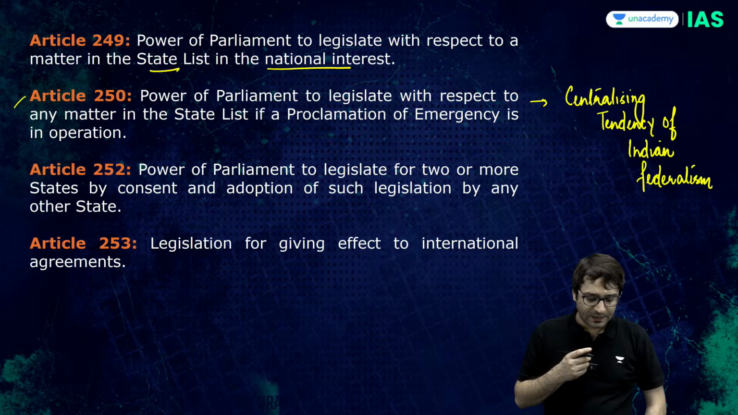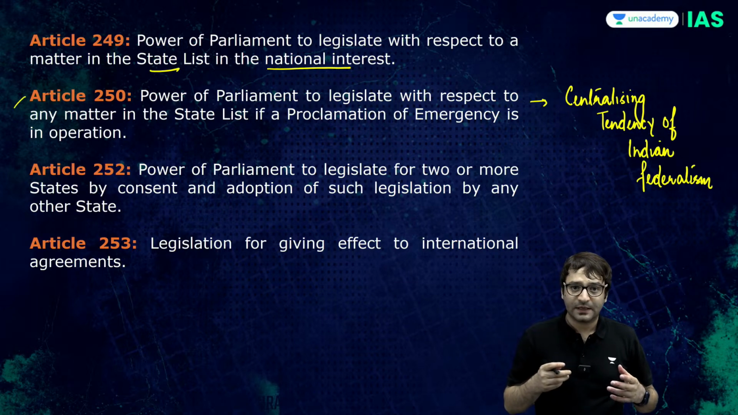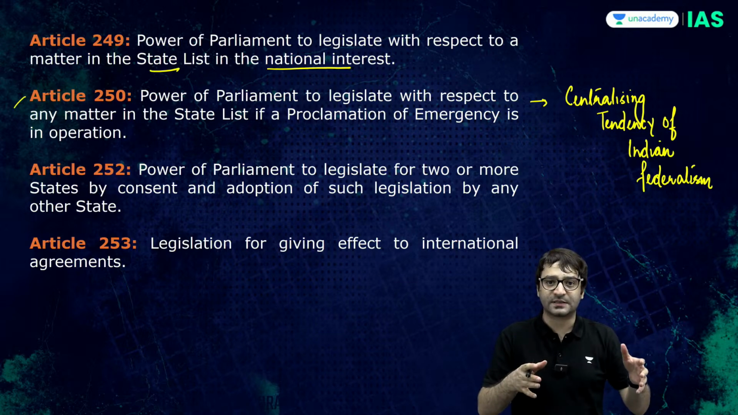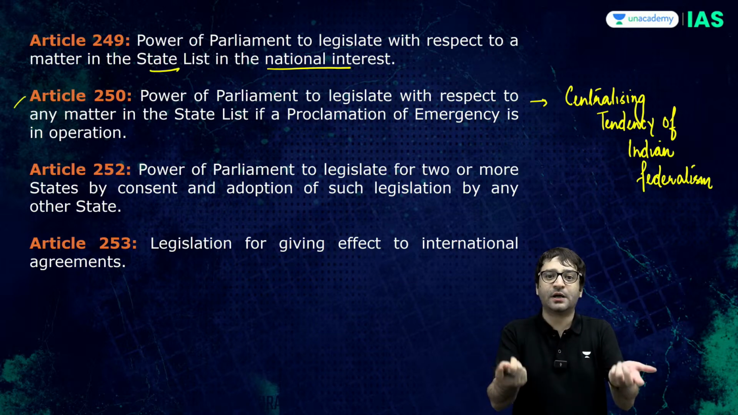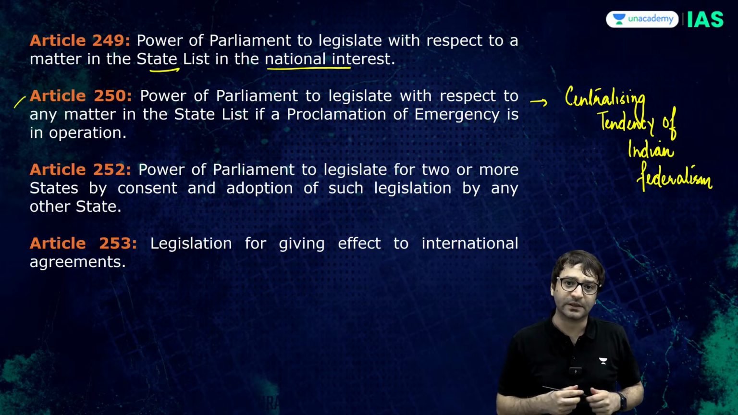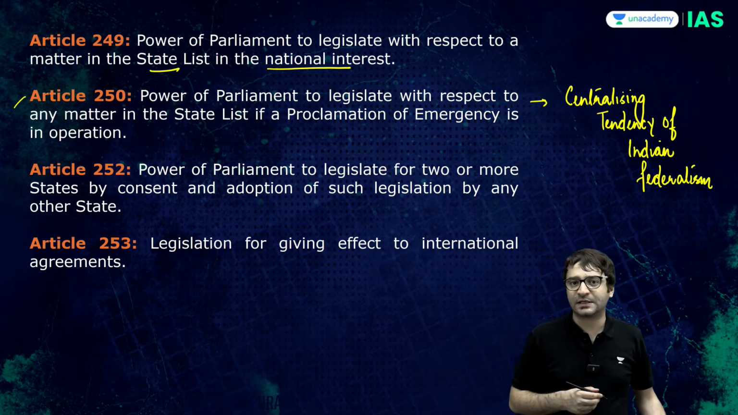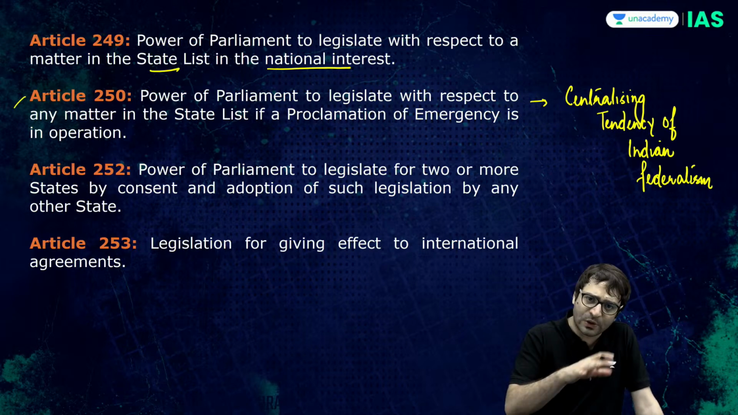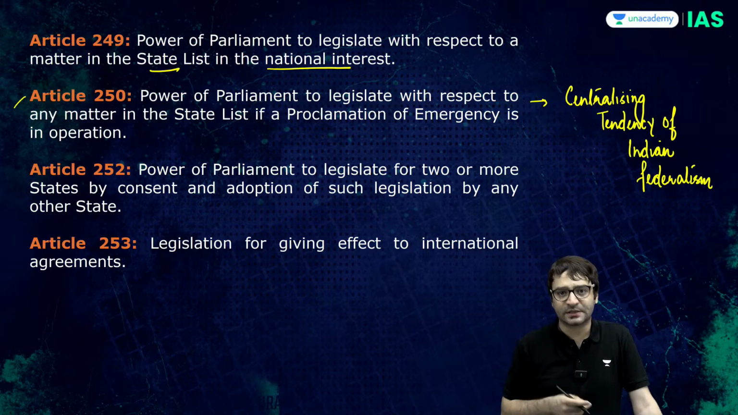Clear? Okay. Article 252. Article 252 was also in the news. If two or more states request the Parliament to make a law on state list, these states will surrender that power to the Parliament. So under which of the following articles can two or more states request the Parliament to make a law on state list? That is Article 252.